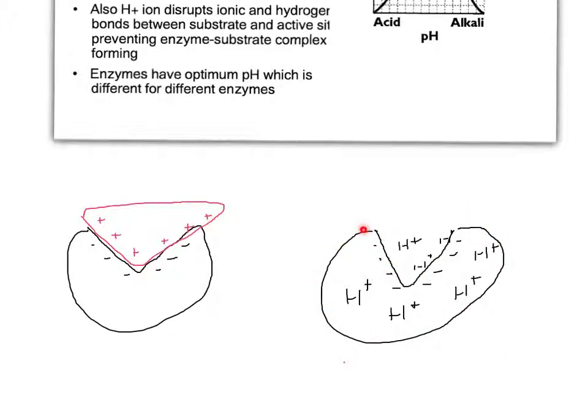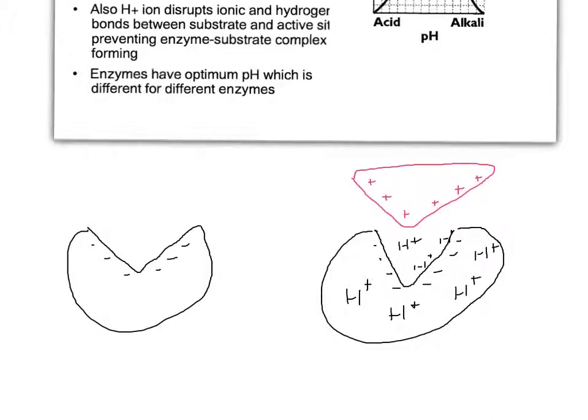Okay, and not only that, but the hydrogen ions will also bind to these negative charges in the active site. Okay, and the consequence of that is that our substrate molecule can no longer bind to our active site. Okay, and therefore enzyme substrate complexes cannot form, and therefore no product can be formed.